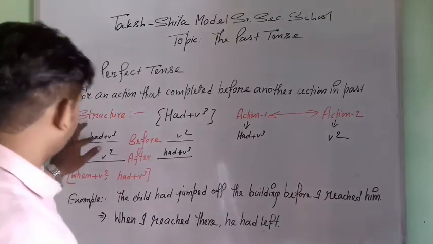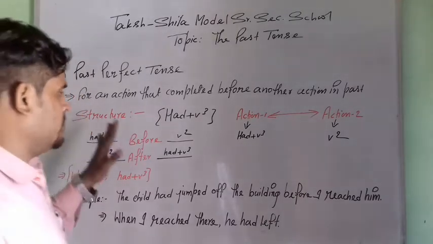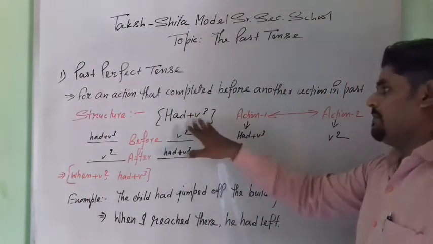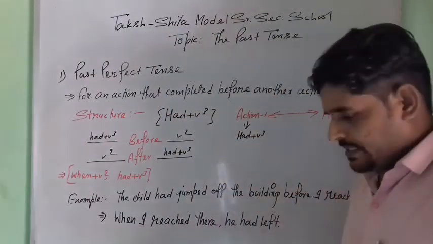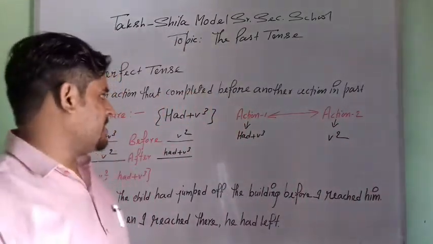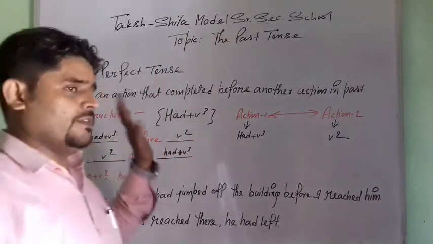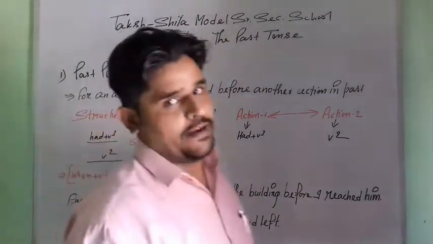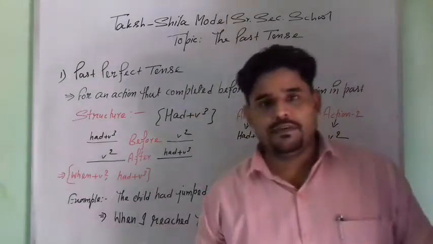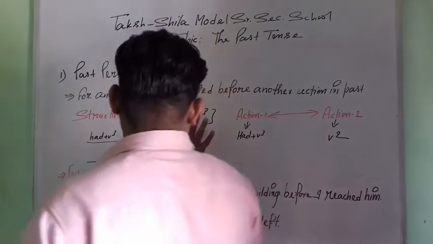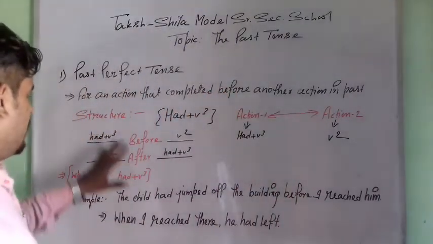अभी हम बात करते हैं कि स्ट्रक्चर क्या होता है, व्हाट इज द स्ट्रक्चर? सो द स्ट्रक्चर सेज we need to use had plus V3. In present perfect tense we used what? Has or have, right? But in past tense we use what? Had plus V3. Means past form of has or have is had. Has और have की past form क्या होती है? Had होती है. So past के लिए हमने had plus V3 यूज किया. Simple thing, right? अब हम आगे बढ़ते हैं.